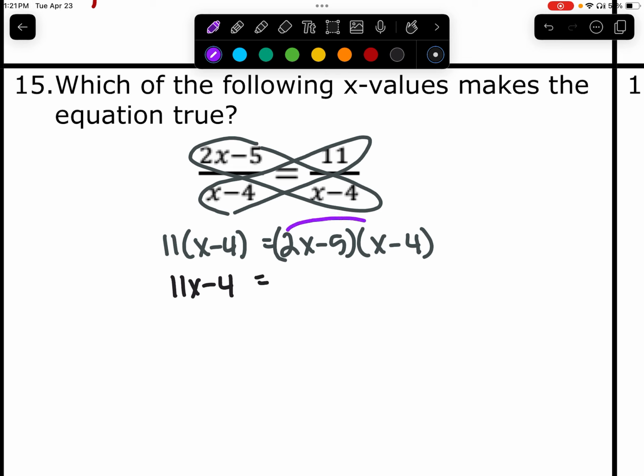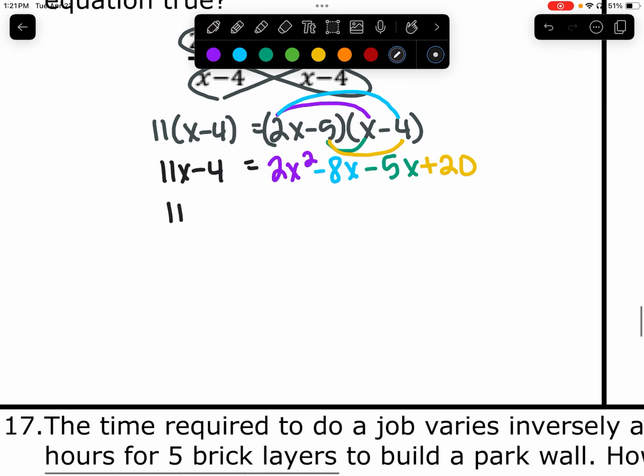All right, over here we got 2x times x, 2x squared. Then we got 2x times negative 4. So that's negative 8x. Then we got negative 5 times x, and negative 5 times negative 4, which is positive 20. Let's go ahead and combine these like terms.